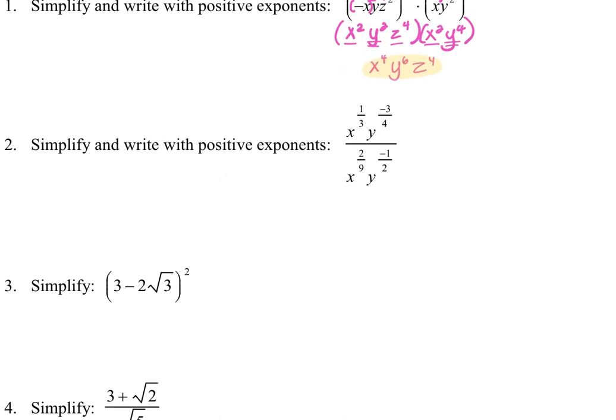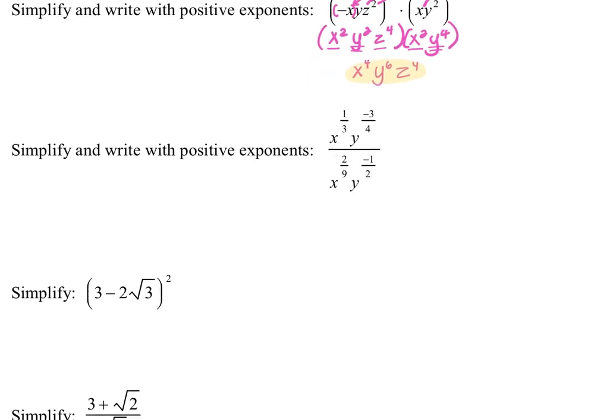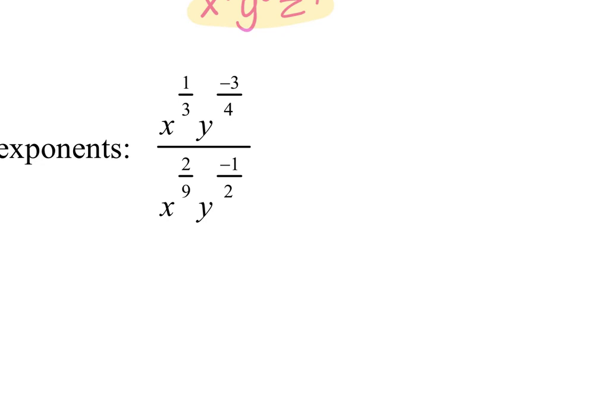Number 2 says simplify and write with positive exponents. So the first thing I'm going to do is move anything that has a negative exponent. So x to the 1/3 is going to stay because it's positive. X to the 2/9 is going to stay because it's positive. But the rest are going to switch. So y to the 3/4 goes to the denominator, and y to the 1/2 goes to the numerator.